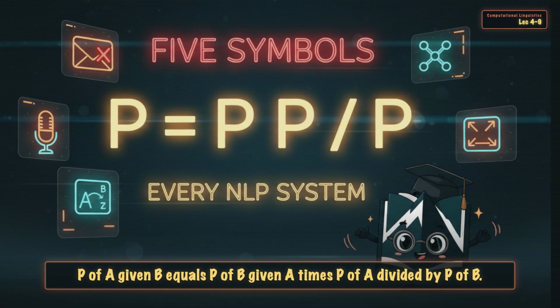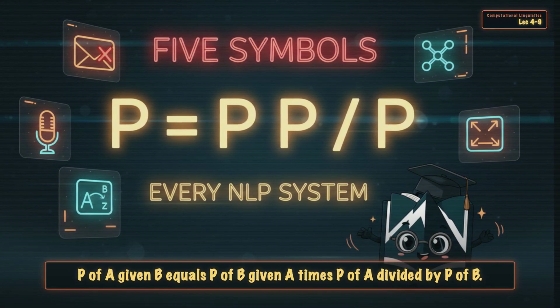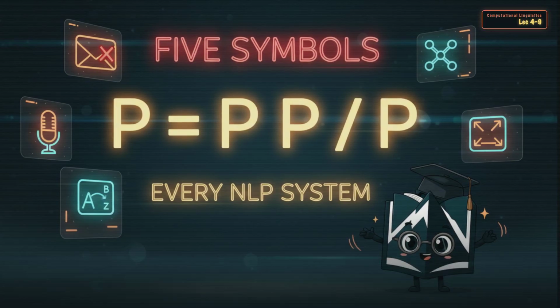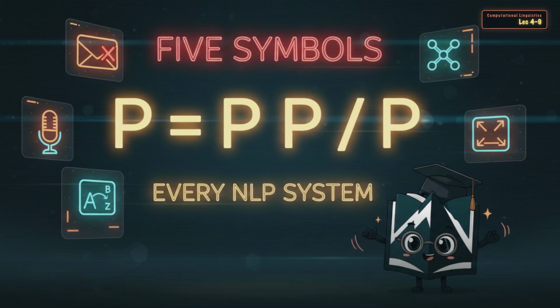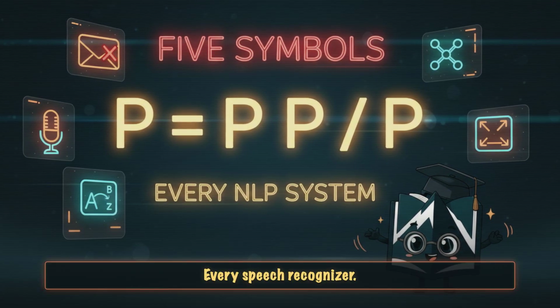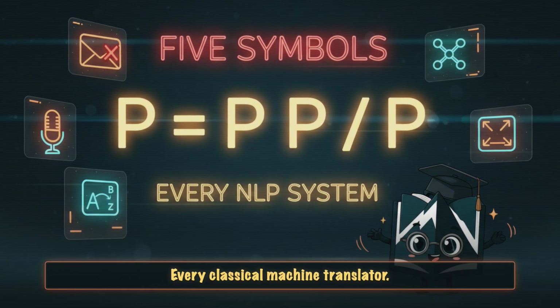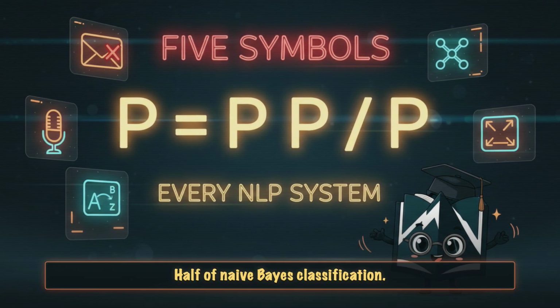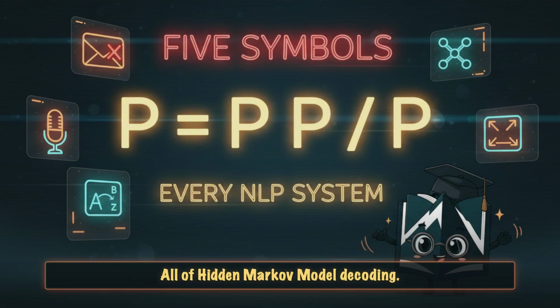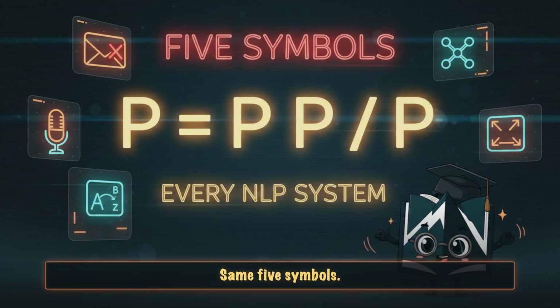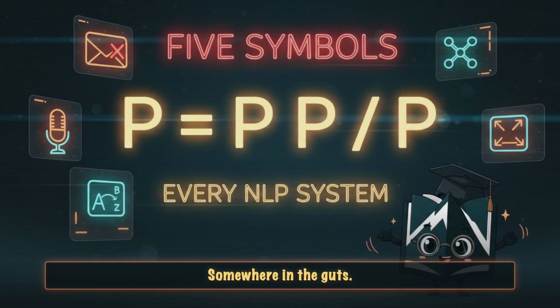P of A given B equals P of B given A times P of A divided by P of B. 5 symbols, that's it. Every spam filter, every speech recognizer, every classical machine translator, half of naive Bayes classification, all of Hidden Markov Model decoding. Same 5 symbols, somewhere in the guts.